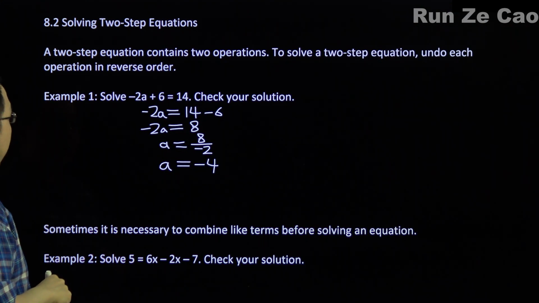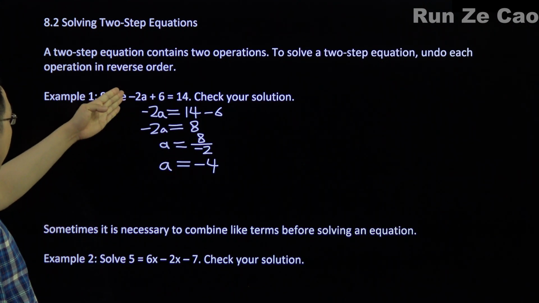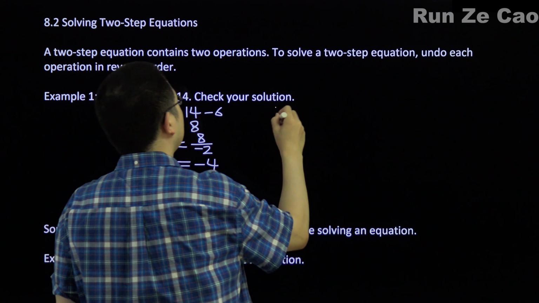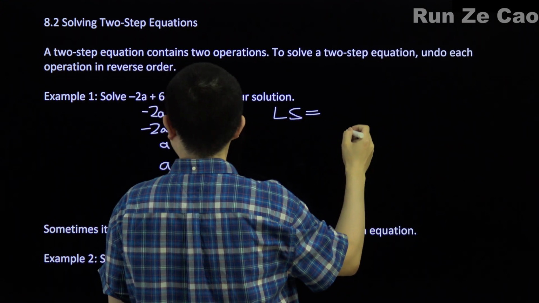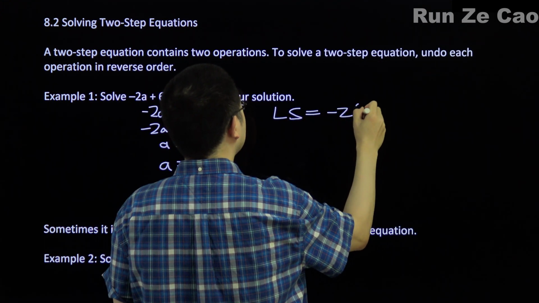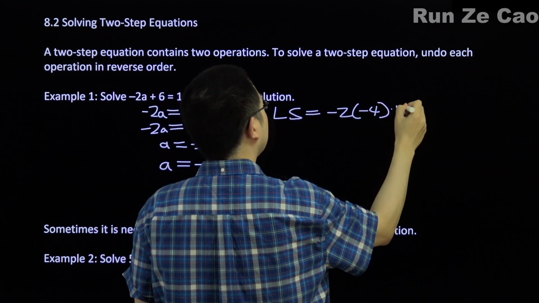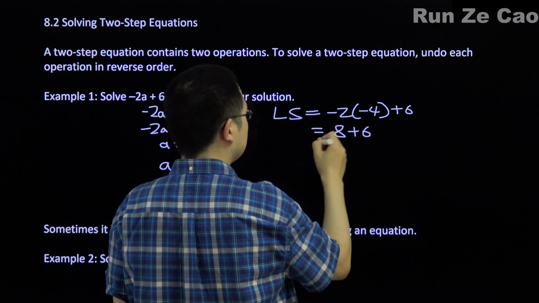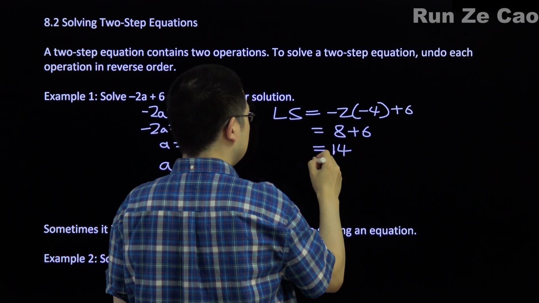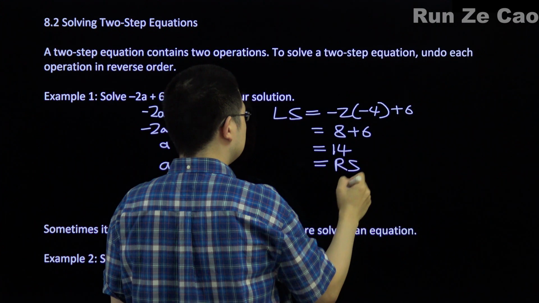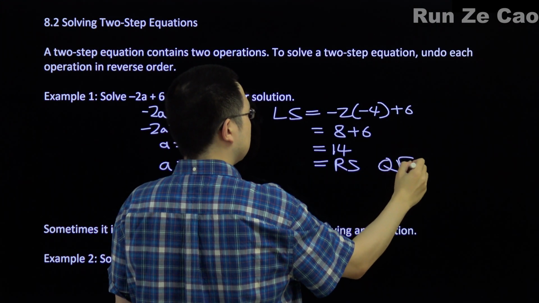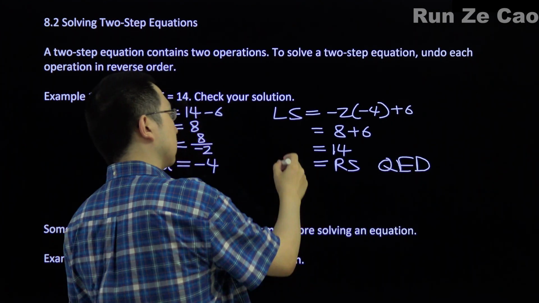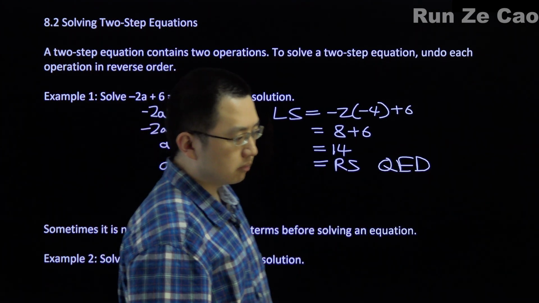Check your solution. Substitute back into the left side. Left side equals negative 2 times negative 4 plus 6, equals 8 plus 6, equals 14, equals right side. QED. Although usually it's left side equals right side, QED.